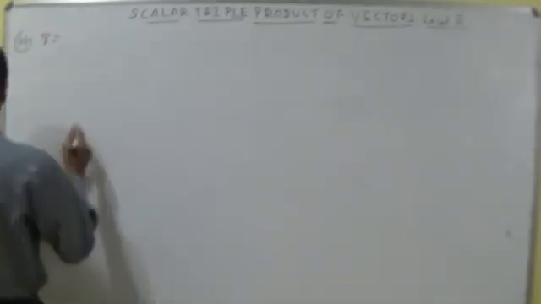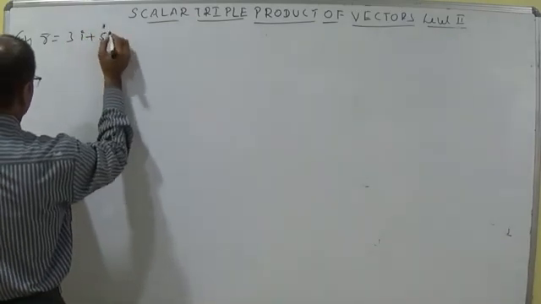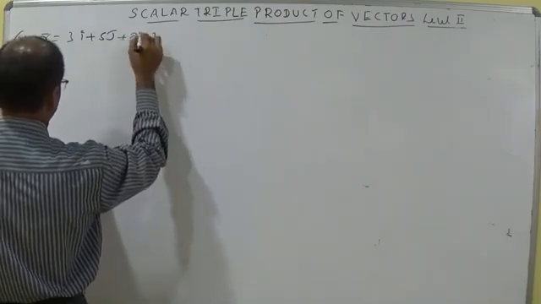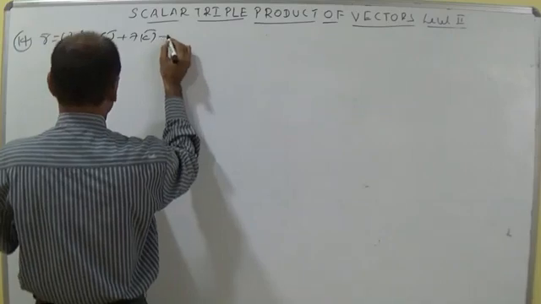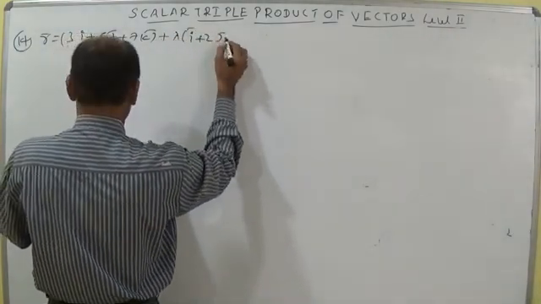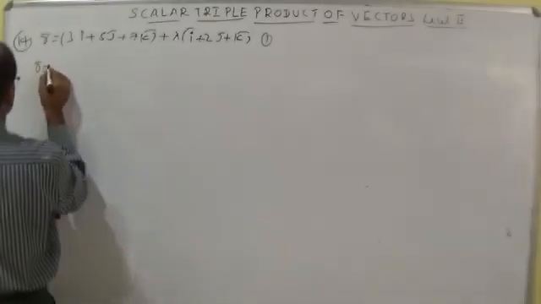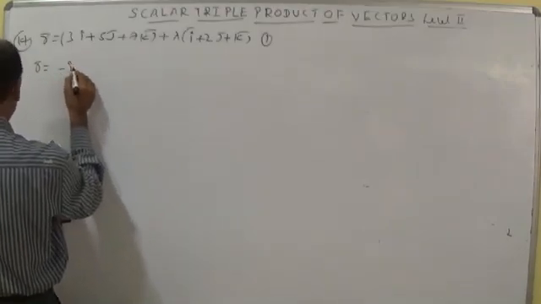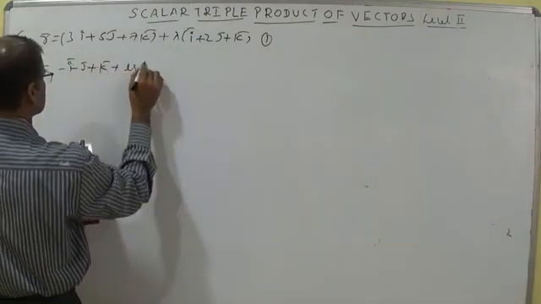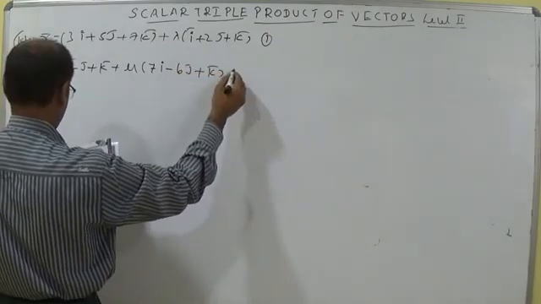R bar is equal to (3i plus 5j plus 7k) plus lambda into (i plus 2j plus k). This is the first line. Next, the second line: R bar is equal to (minus i minus j minus k) plus mu into (7i minus 6j plus k) equal to 0.